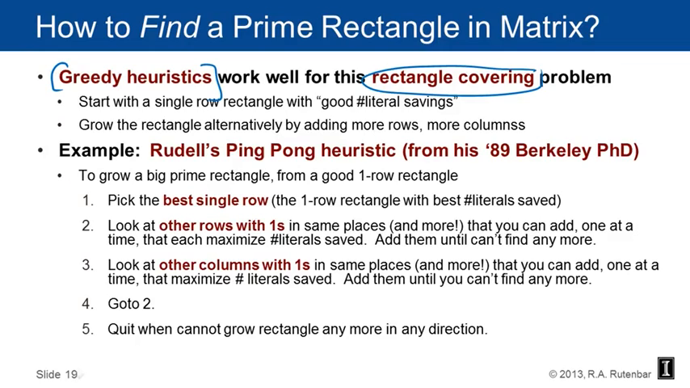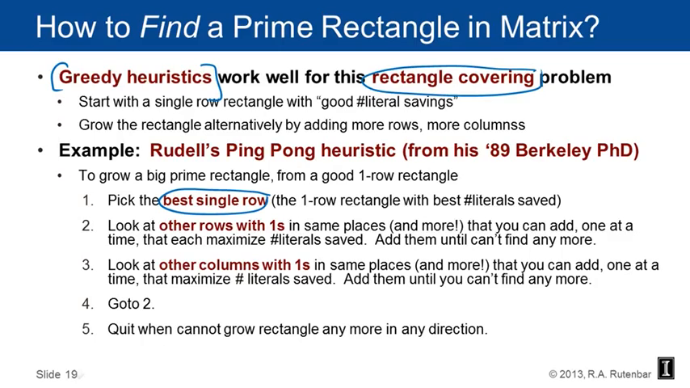So how do you grow a big prime rectangle? The first thing you do is you pick the best single row. This is a very simple kind of rectangle. It's got just one row in it. What row do you pick? You pick the one-row rectangle with the best number of literals saved. That's easy. And then what do you do? You look at the other rows with ones in the same places, and maybe more than your best single row, and you add them one at a time, trying to maximize the number of literals saved. So you start with the best single row, and then you start adding individual rows one at a time in a greedy fashion so that the rectangle you get has as many literal savings as possible.